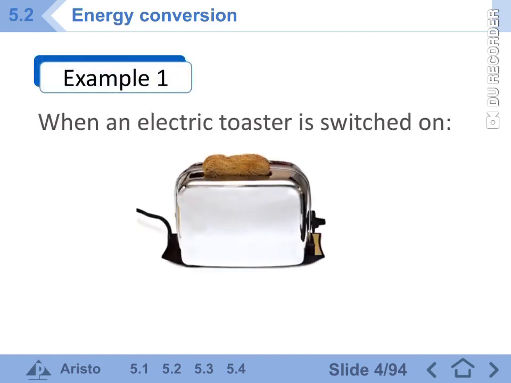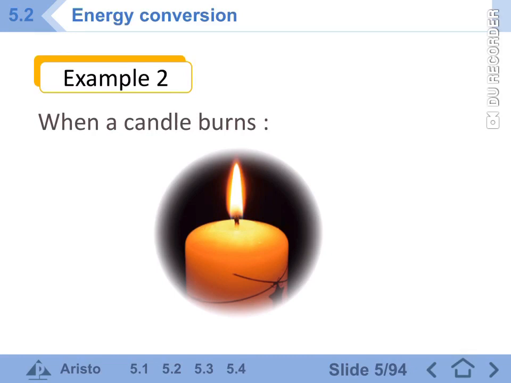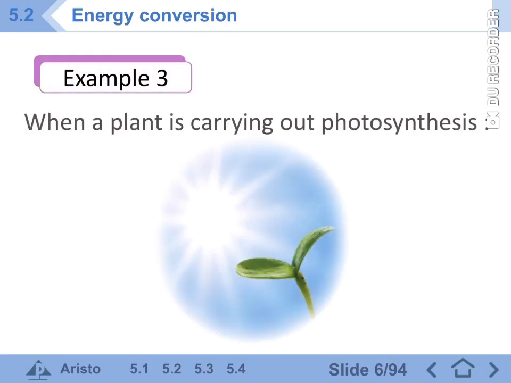Okay. Now, in here the first example, we use a toaster. When you switch on, it will transfer the energy from the electricity to the toast. In the second one, the candle is burning. So in here the energy is being converted into light. So in our last lecture we have been talking about the chemical energy in the candle.